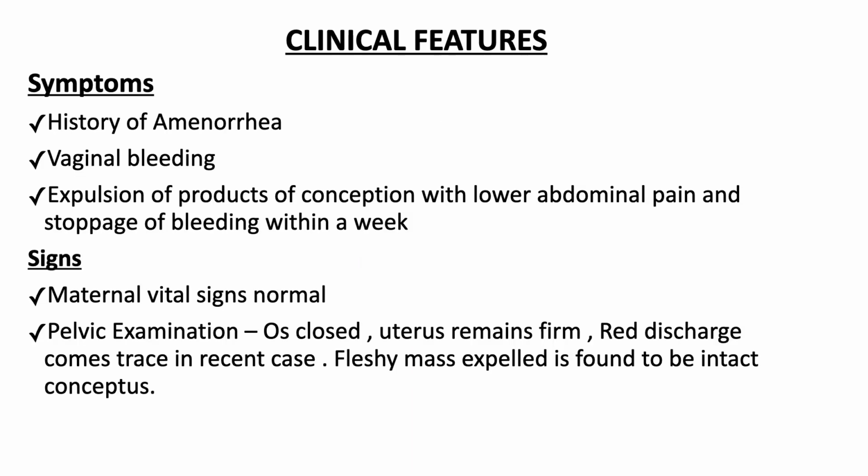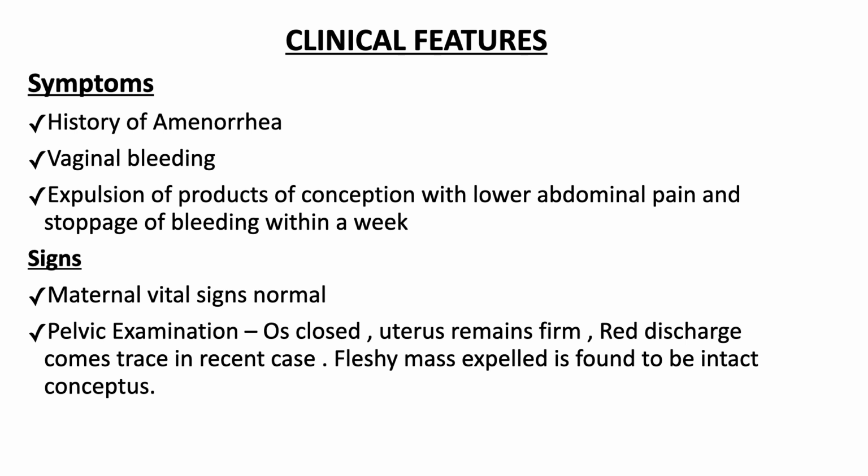Moving on to the clinical features. So the symptoms, as you see in all the types of abortion, the first one is history of amenorrhea. Once a lady is pregnant, of course it's a history of amenorrhea. That is the first and foremost thing which can be experienced by a lady. The second one is vaginal bleeding.